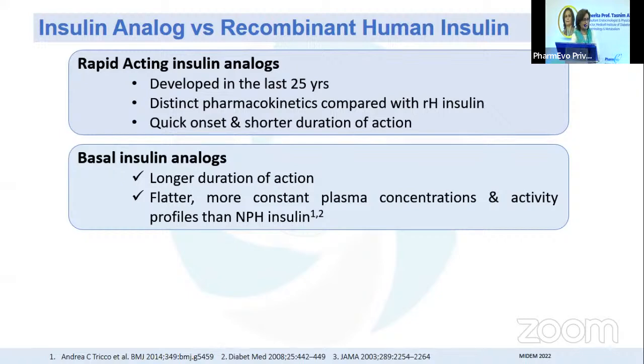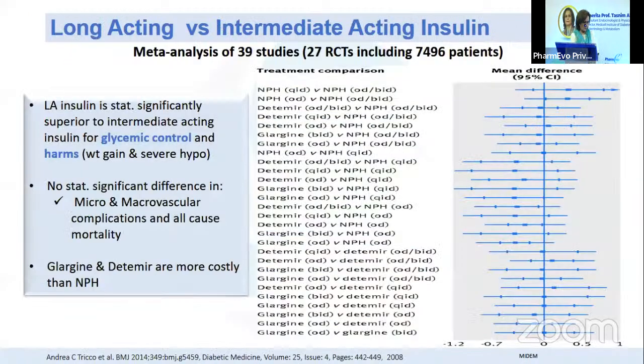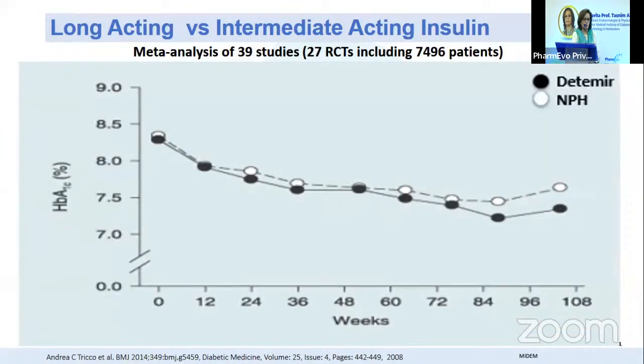meta-analysis of 39 studies, and it gives you interesting things: that long-acting insulin is statistically significantly superior to intermediate-acting insulin from the glycemic control point of view and from the harm point of view, which, I've already told you, is that there is less weight gain with it and less severe hypos. But in terms of micro and macrovascular complications, there is no statistical difference, but these are, of course, more costly, and this is most important for us.